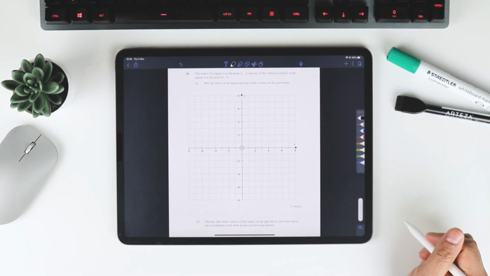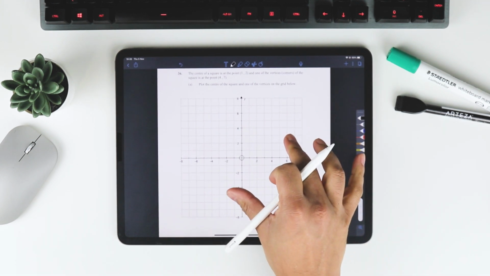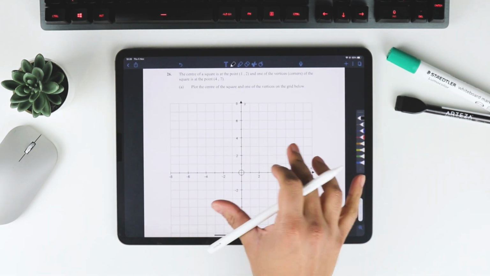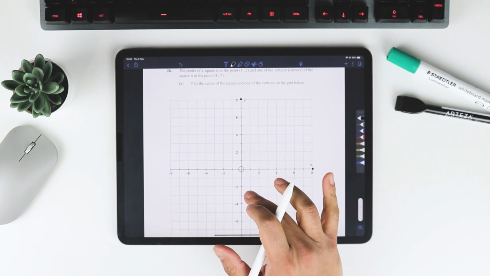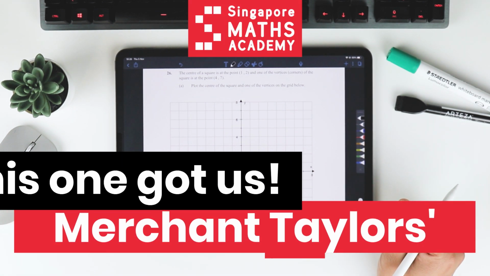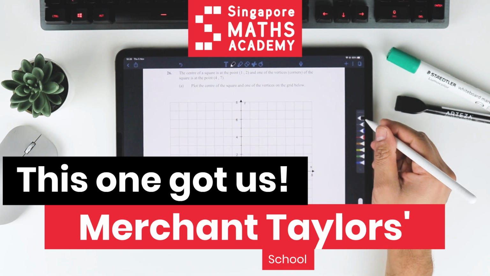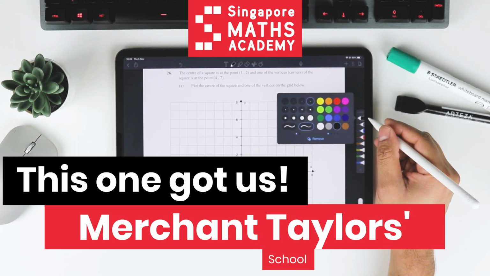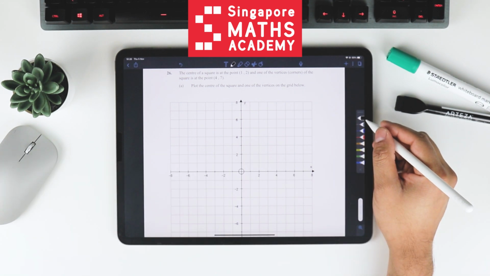Welcome back. We're still with Merchant Taylor's second paper, and we're going to go through this question. This was a question that we were going through with one of our students, and it got quite confusing actually. And now I realized that there's a mistake somewhere in the question.